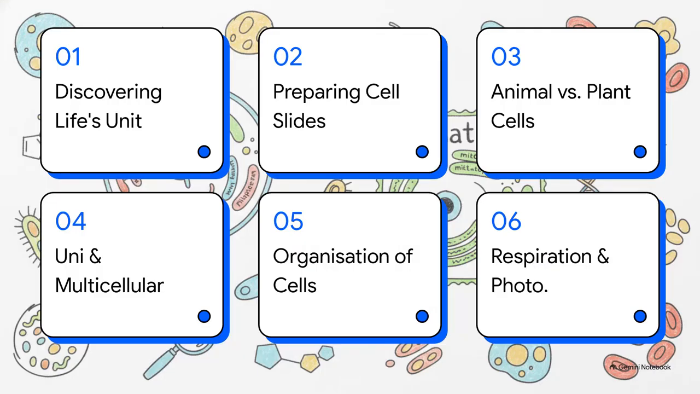All right, here's our roadmap for this explainer. We'll start by discovering life's basic unit. Then we'll learn how to prepare cell slides and compare animal and plant cells. After that, we'll look at unicellular and multicellular organisms, dive into the organization of cells, and finish up with respiration and photosynthesis. Let's get to it.